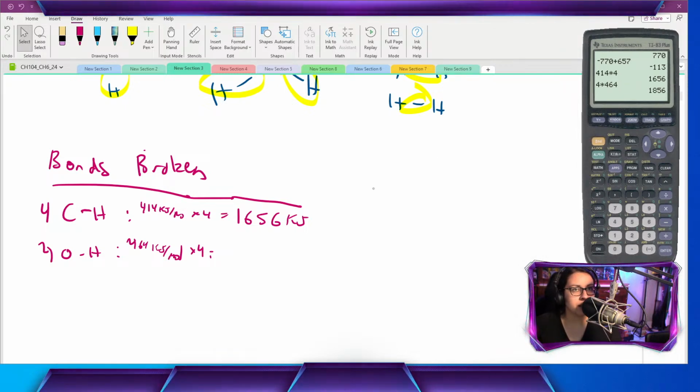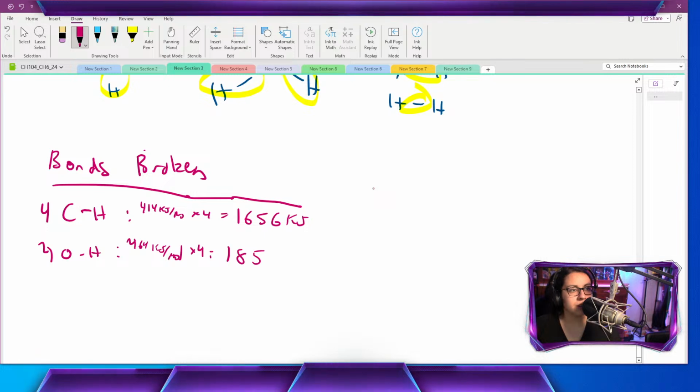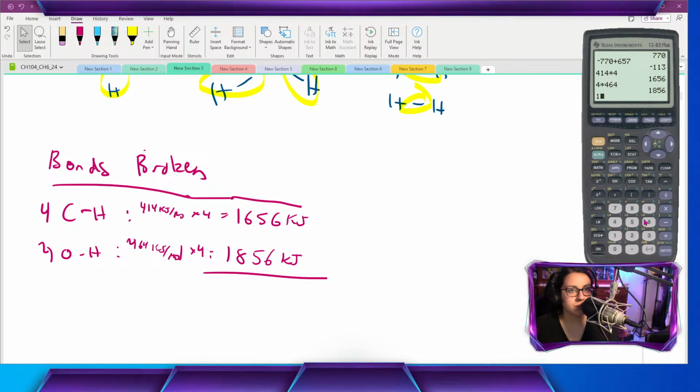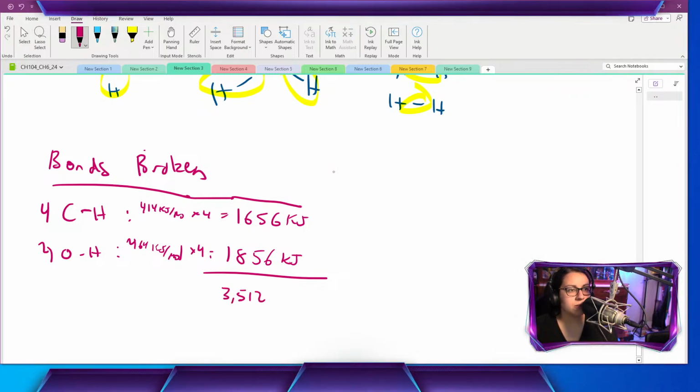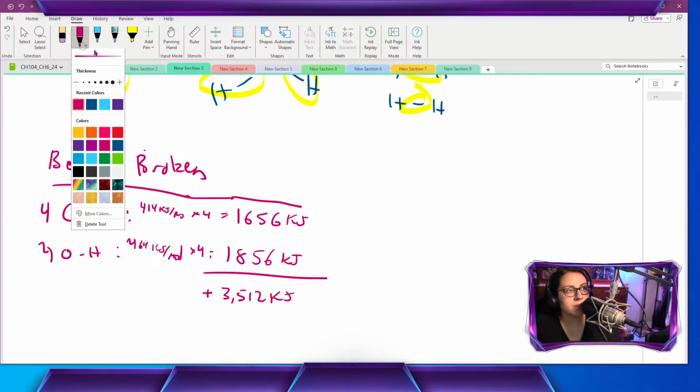I get 1,856. And 1,856 kilojoules. And might as well add this up to see how much total energy went into this process. So 1656 plus our answer. And I get 3,512 kilojoules. And I'll put a big plus sign so we can remember that's energy we had to put into the system.